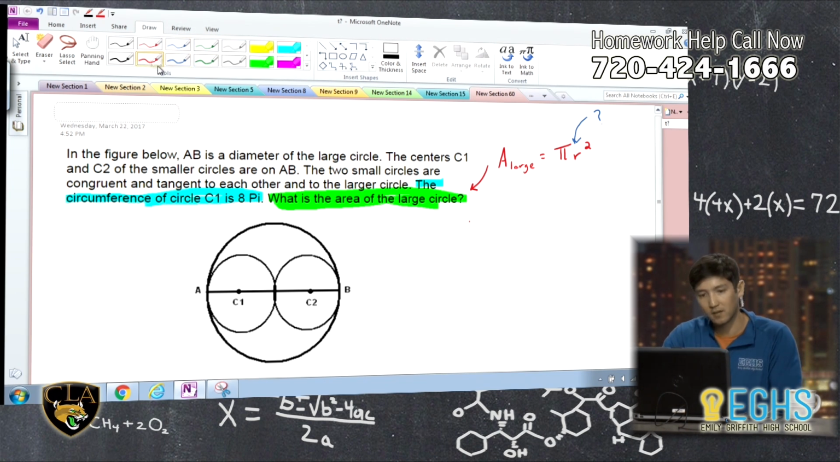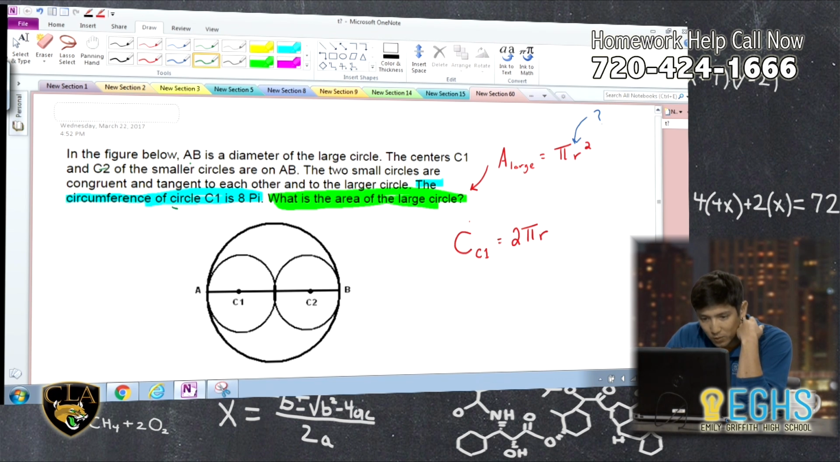So again, I'm thinking, what do I know about circumference? So I go ahead and I don't bother plugging too much in. I just write circumference and then a little C1. That equation is 2 pi r. And I think, oh, that might be helpful because I need to know the radius, and maybe I'll be able to find that out. So we use this information where the circumference of circle C1 is 8 pi.